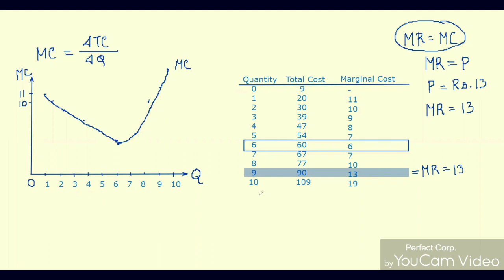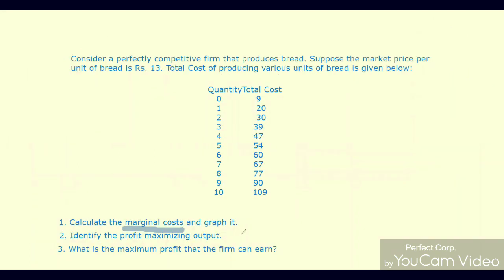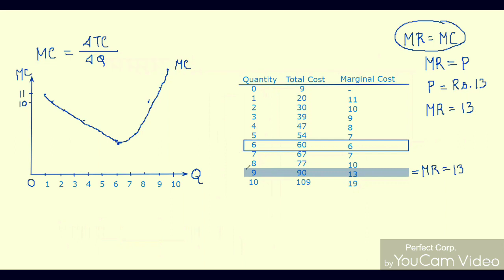So the second question, that what is the profit maximizing output? The profit maximizing output will be 9. So now the third question, we are moving towards the third question, that what is the maximum profit that the firm can earn. So once we get the profit maximizing output, once we decide the profit maximizing output as 9, now we move to identify the profit.